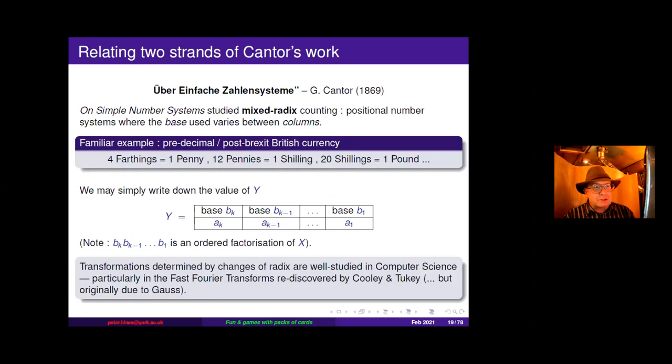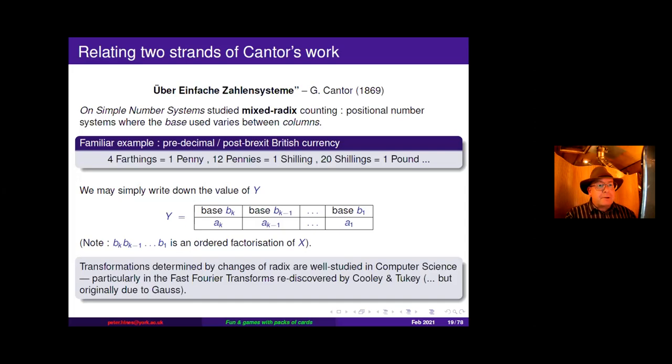So the idea behind this is that, instead of counting in decimal or binary or hexadecimal or whatever, it's a positional number system, but the base used varies between columns. Historically, these things have been as common as our standard counting system. We have days of the week, months of the year, hours, seconds. We've got four farthings in a penny, 12 pennies in a shilling, 20 shillings in a pound. But all we can do is write down the value of y in this form. So we've got an ordered factorization of x, and we write down the value of y simply by writing down the branching we take at each stage. And if you're not happy working with a mixed radix system and you want to transform it into base 10, well, there's plenty of work on the transformations determined by changes of radix in computer science, particularly with regard to fast Fourier transforms. Okay, that's the elementary sums anyway, and they really are elementary.